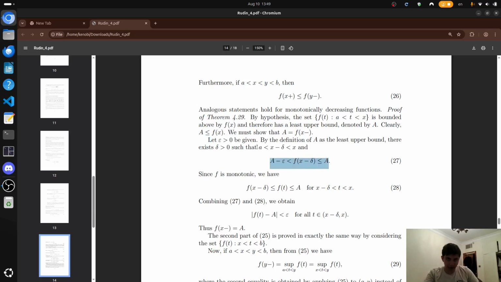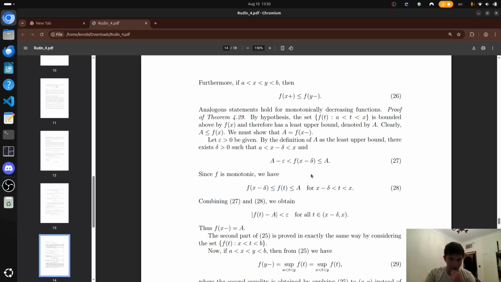We get the following by applying f to this. Since f is monotonic, we have f(x minus delta) is less than or equal to f(t) is less than or equal to A, for x minus delta less than t less than x, because it follows from monotonically increasing functions. Combining these two, we obtain that |f(t) minus A| is less than epsilon.